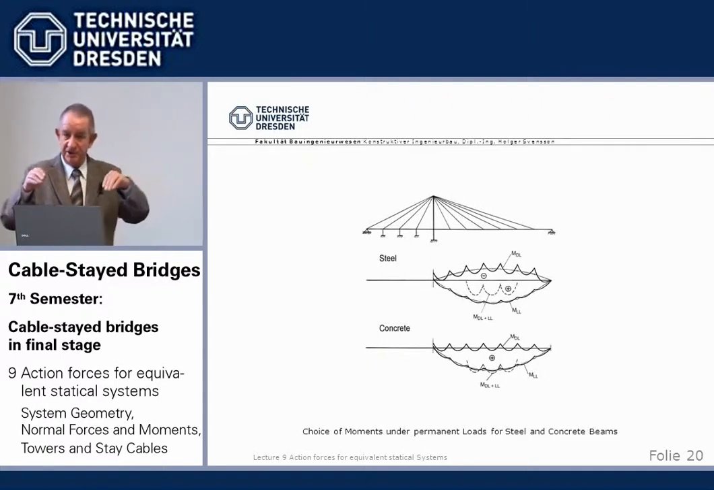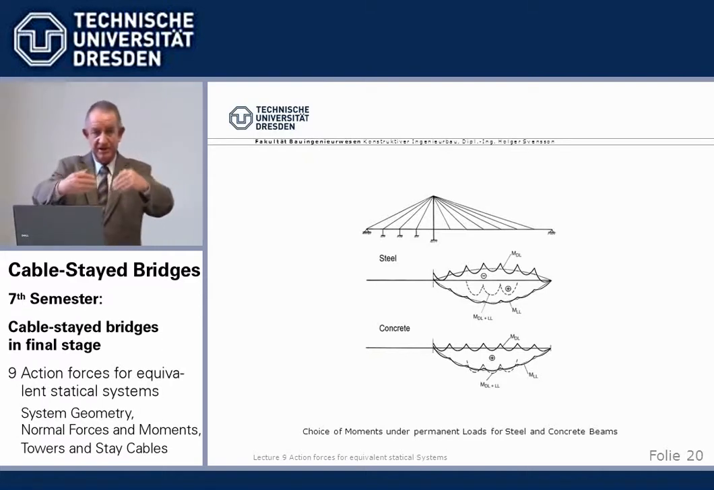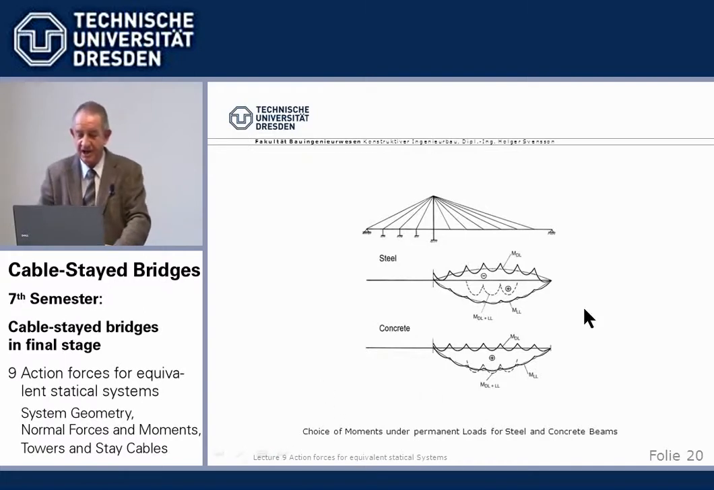And for permanent loads, we can use cable forces and beam gradient so that the moments are actually those of a rigidly supported beam. Those are the three we need. And now, what are the moments under permanent loads?